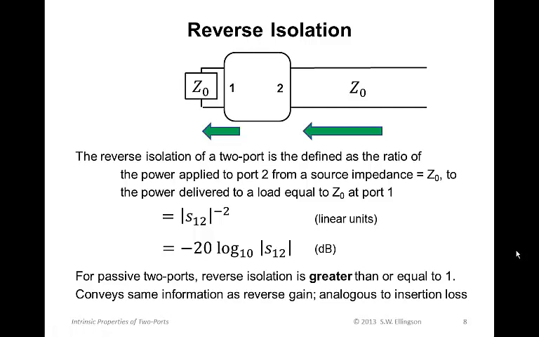Yet another metric that's used to describe RF two ports is reverse isolation. The reverse isolation of a two-port is defined as the ratio of the power applied to port 2 from a source impedance equal to Z0 to the power delivered to a load equal to Z0 at port 1. That is, reverse isolation is S12 magnitude raised to the minus 2 power, or you could say minus 20 log base 10 of the magnitude of S12. That's the value in dB. Also, reverse isolation is greater than or equal to 1, that is positive in dB for passive two ports. So hopefully it's clear that reverse isolation conveys the same information as reverse gain. Again, there are historical reasons why we have both of these terms and why they're in common use.